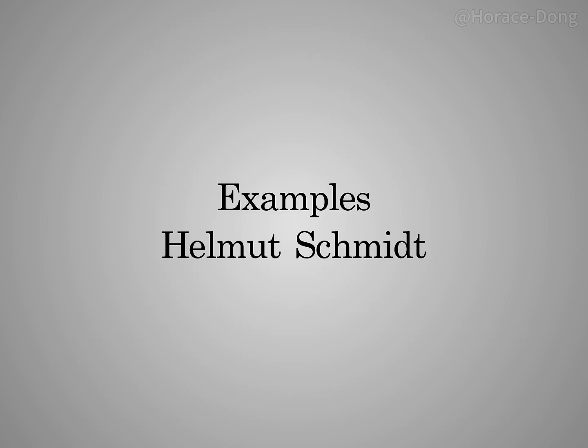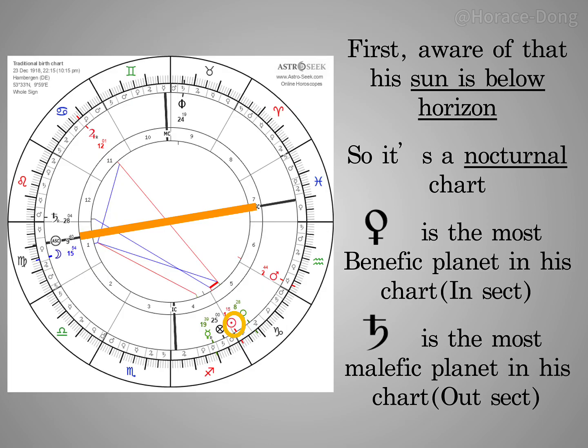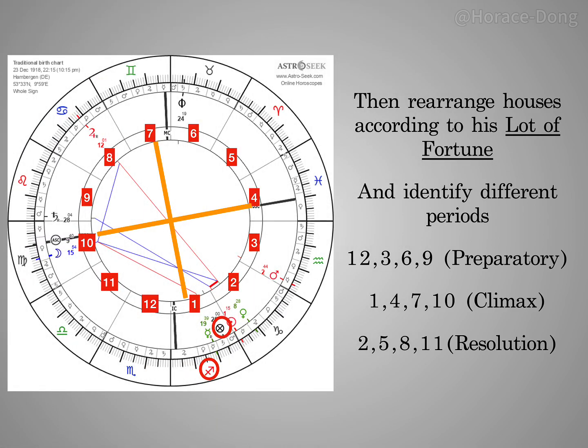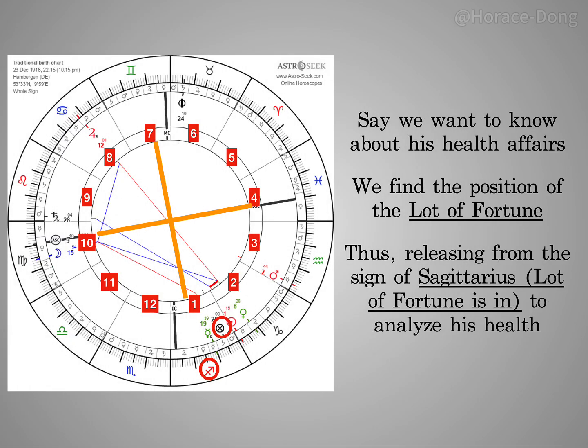And the second example here is Helmut Schmidt. First, be aware that his Sun is below the horizon, so it's a nocturnal chart, by which we know Venus is the most benefic planet in his chart since it's in sect, and Saturn is the most malefic planet in his chart since it's out of sect. And we rearrange houses according to his lot of fortune. Say we want to know about his health affairs, we find the position of the lot of fortune, thus releasing from the sign of Sagittarius, where the lot of fortune is, to analyze his health.